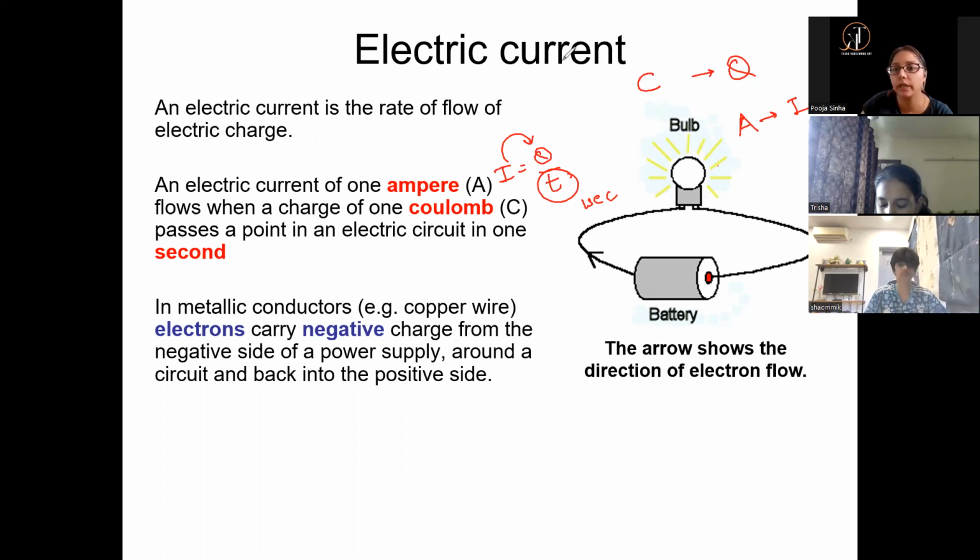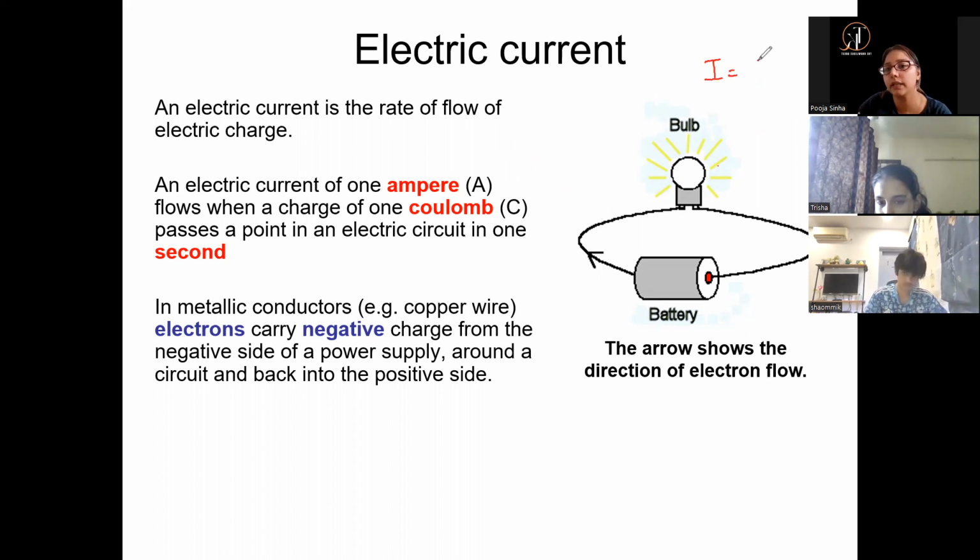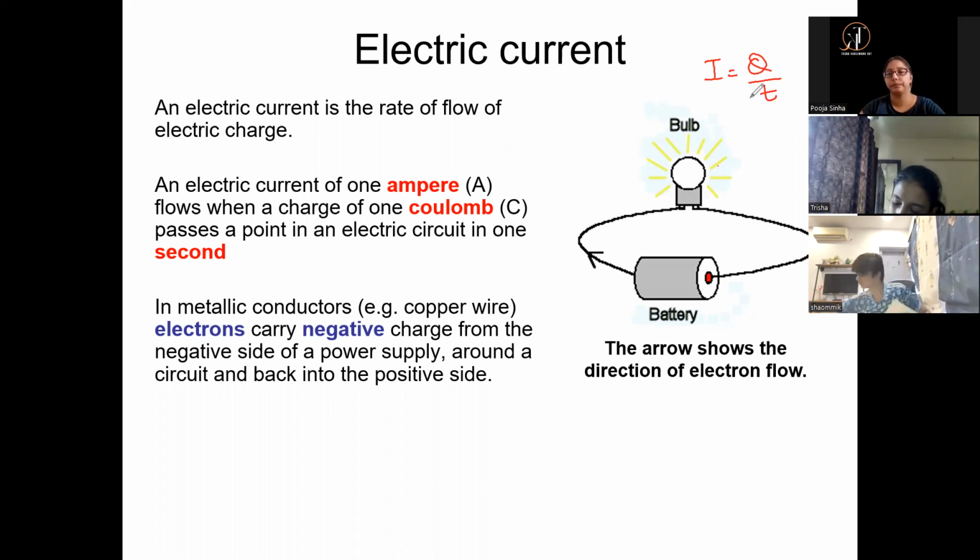So, important, note down this formula. Current I is equal to Q upon T. Q kya hai? Please write it down. Q is the charge, T is the time, I is the current. And the units for them: this is measured in amperes, this is measured in coulombs, and this is measured in seconds. Something we'll be using often. What is Q? Q is the charge.